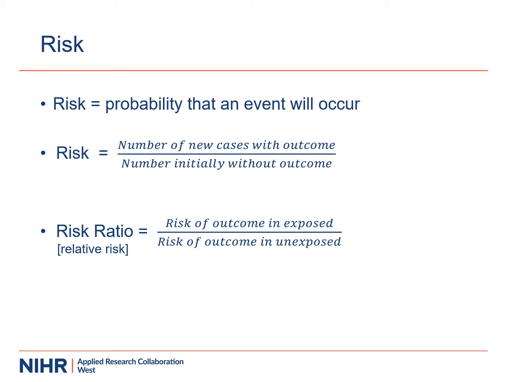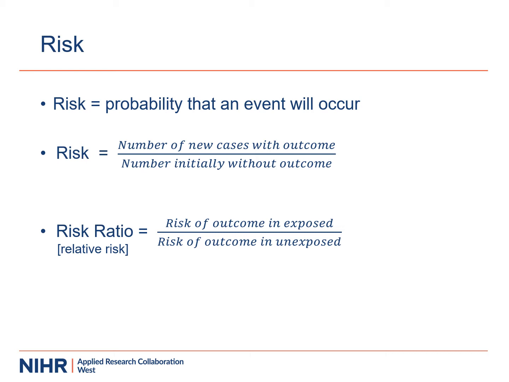So for example, if you took a group of 10 women aged over 60 without breast cancer and followed them up for a year, and one of them developed breast cancer during that time, we would have one new case and 10 cases in our sample who didn't have breast cancer at the beginning of the year. So this is 1 out of 10 women developing breast cancer, which equates to a risk of 1 divided by 10, which is 0.1. And we could also refer to this as a risk of 1 in 10 or 10%.